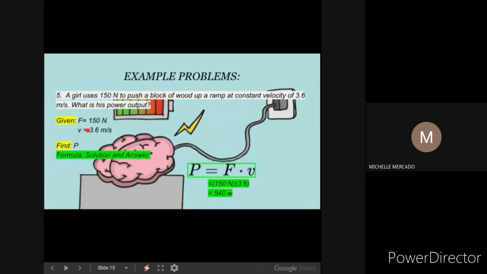So again, the given velocity natin is 3.6 meter per second. Kung may squared yan, ang tawag na po natin is acceleration, not velocity. Then we're going to find the power. Okay, if ang given lang po natin is force and velocity, then we're going to find the power. So this one is the easiest one because you're going to multiply only the given force and the given velocity. So 150 Newton multiplied by 3.6 meter per second, the answer will be 540 watts.